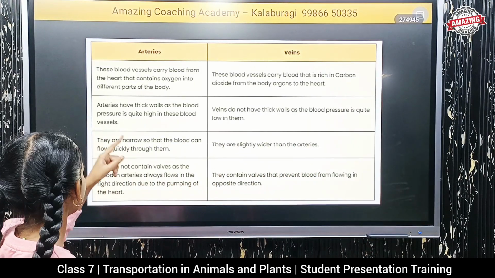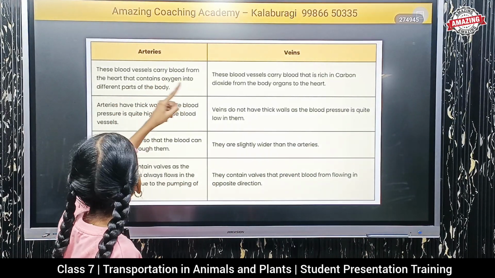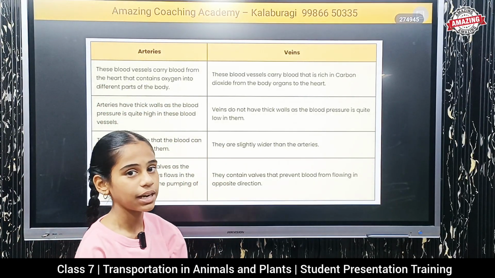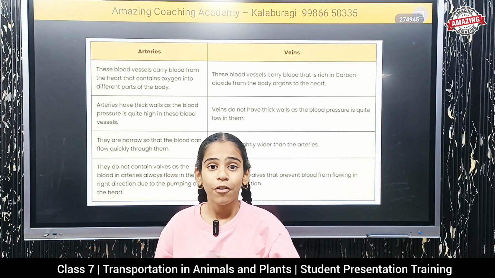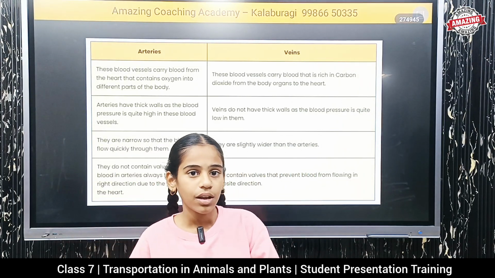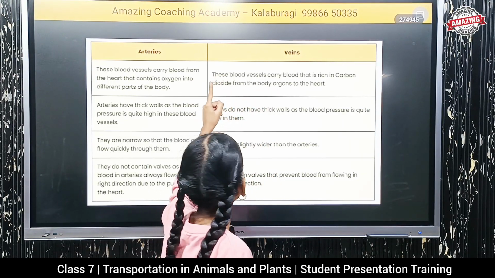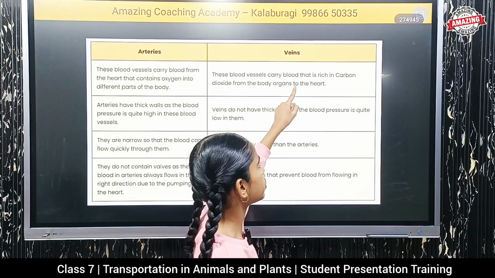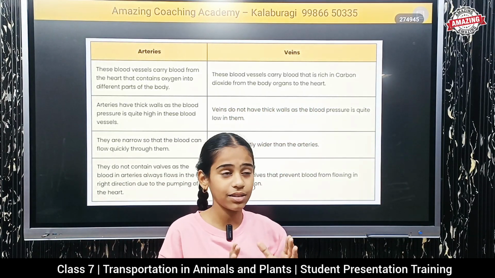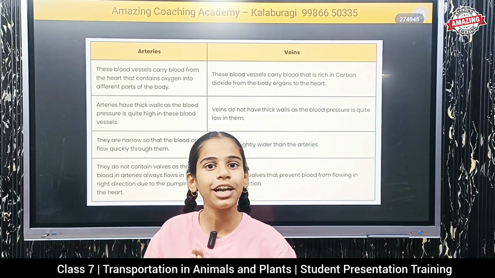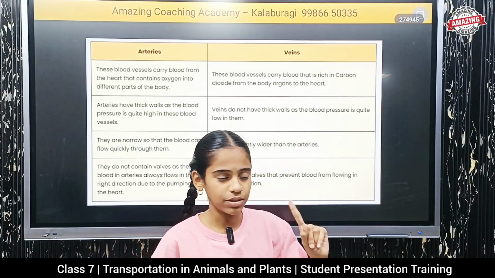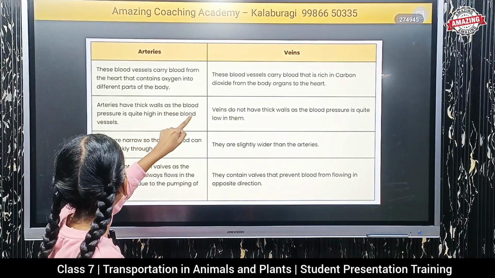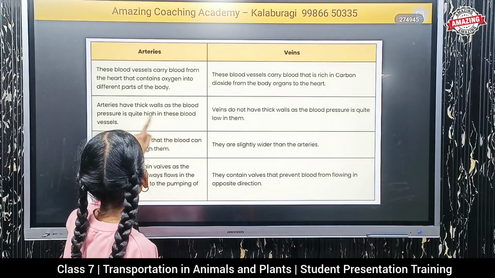Do you know what are artery and vein? Let's see. Arteries. These blood vessels carry blood from the heart that contain oxygen into different parts of the body. These blood vessels carry oxygenated blood from heart to all the parts of the body. In veins, these blood vessels carry blood that is rich in carbon dioxide from the body organs to the heart. The veins carry deoxygenated blood from cells to the heart.